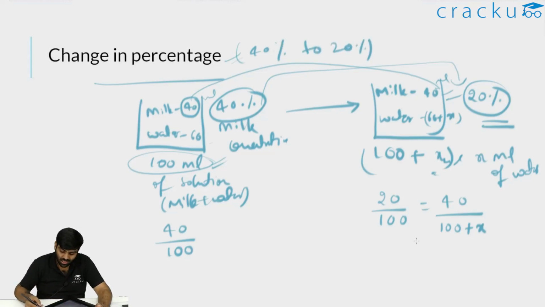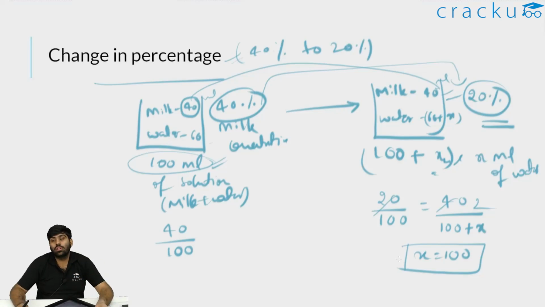So what is X? You could easily calculate. This is 2, so 200. X is nothing but 100. So an additional 100 ml of water is added to the solution so that the milk concentration gets reduced from 40% to 20%. This is change in percentage. Is there any absolute change in the volume of milk? No, because initially also 40 ml, finally also 40 ml. Absolute change in volume of milk is 0.